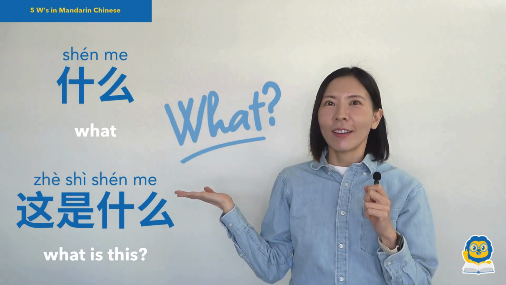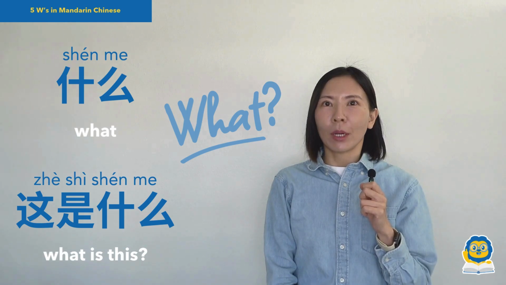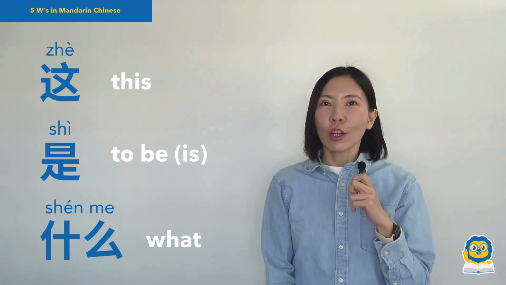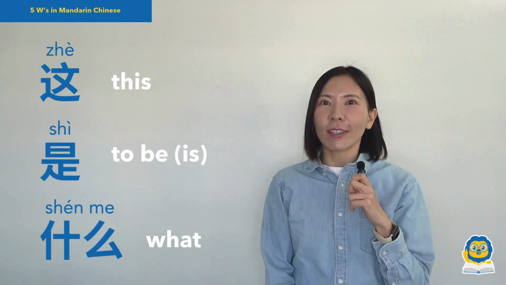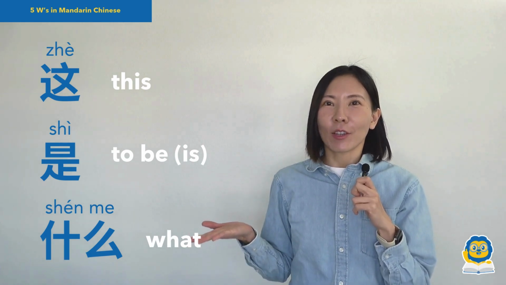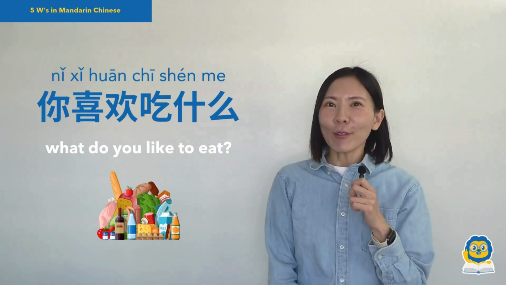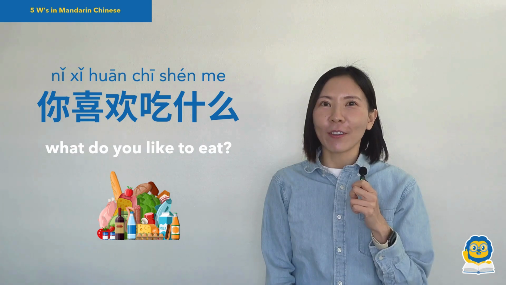什么? 什么 means what. 这是什么? What is this? 这 means this. 是 is the to be verb. 什么 means what. 这是什么? This is what is the grammatical structure in Mandarin Chinese to ask, what's this? You can use 什么 to ask a variety of questions.